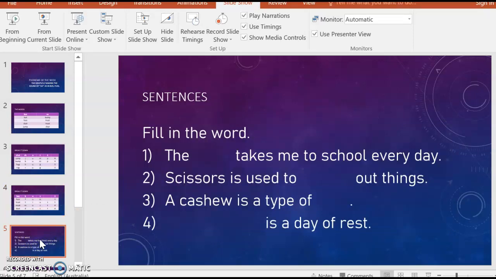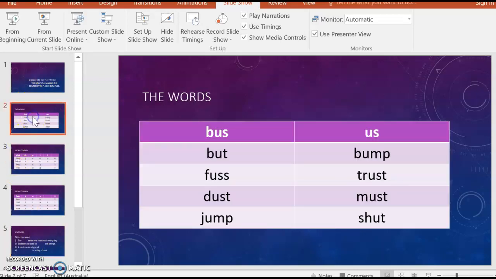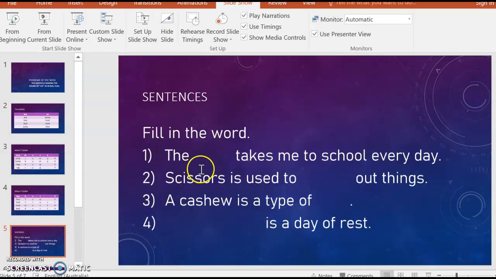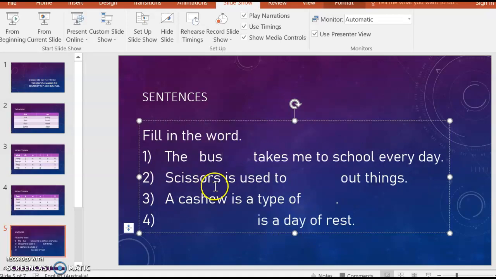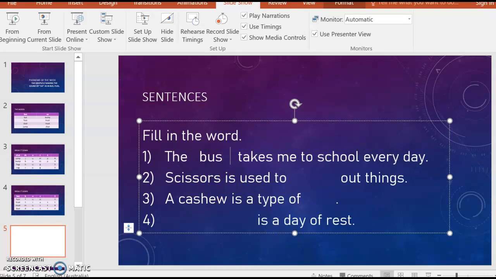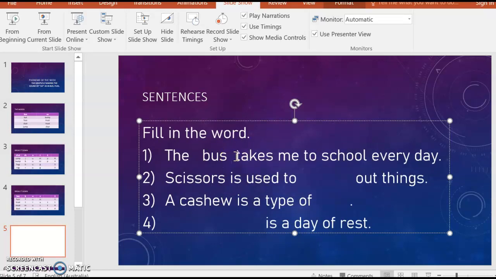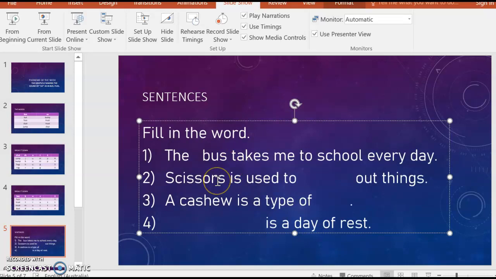Now this is a bit different. Let's try and see if we can use one of these words to put into these sentences to make sense. So it says fill in the word. The something takes me to school every day. The what takes you to school every day? The bus takes me to school every day. So that is the right word there because it makes sense as well.